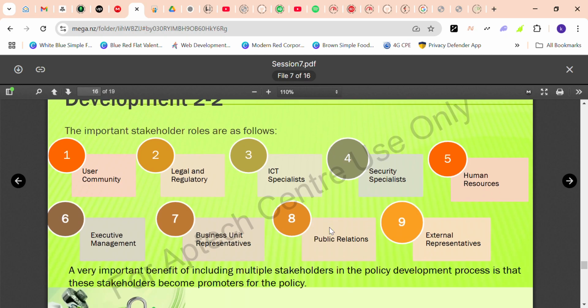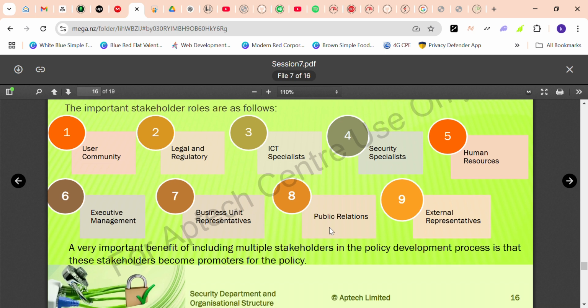Now, user community, they are your customer. They are also part of the important stakeholders. And then we also have legal and regulatory, which are the lawyers and the compliance agency specialists. We also have ICT specialists, security specialists, human resources, executive and management, business unit representative, public relations, and external representative. When we are talking of the external, we are talking about the consultants, clients, the company which our resources are outsourced to, and so forth.